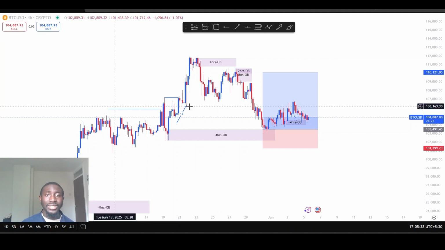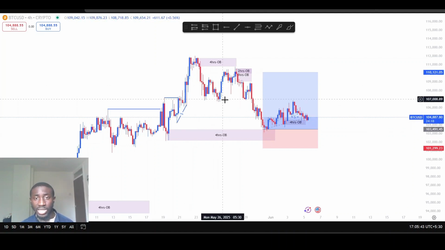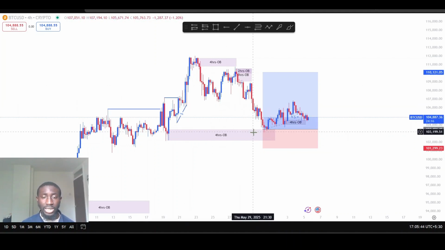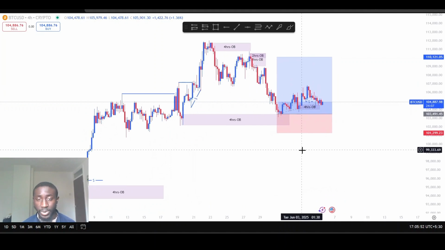After the break, I spot out my liquidity. These are inducements, yes, these are inducements, and price taps into my clean 4-hour order block. I'm swinging, but let's see how it's going to play out. Let's hope for the best.